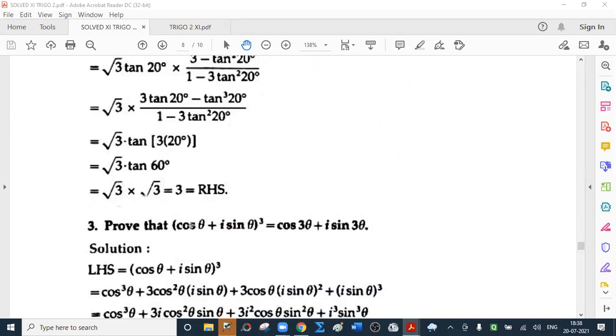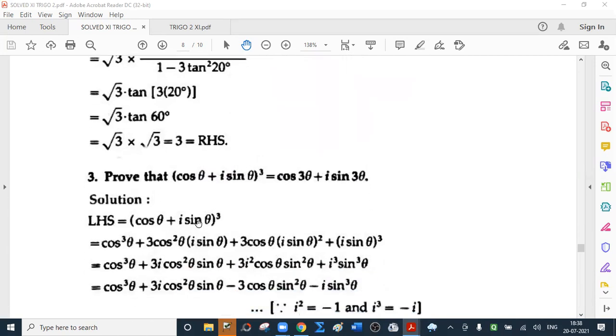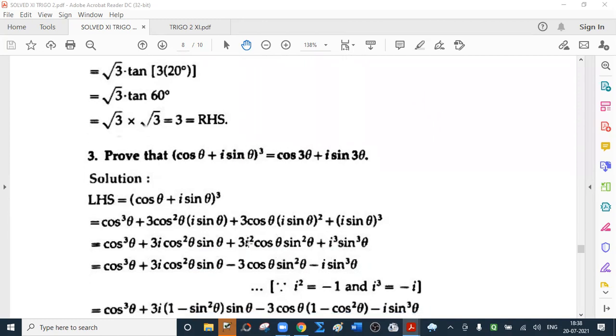Now, next one. This is De Moivre's theorem. Cos theta plus i sin theta raised to n is cos n theta plus i sin n theta. Here n equals 3. Now, what is (a plus b) cube? a cube plus thrice a square b plus thrice a b square plus b cube. Now, what is i square? It is minus 1. What is i cube? Minus i. Note that cos 3 theta is 4 cos cube theta minus 3 cos theta. This is the real part. Sin 3 theta, the imaginary part, is 3 sin theta minus 4 sin cube theta.